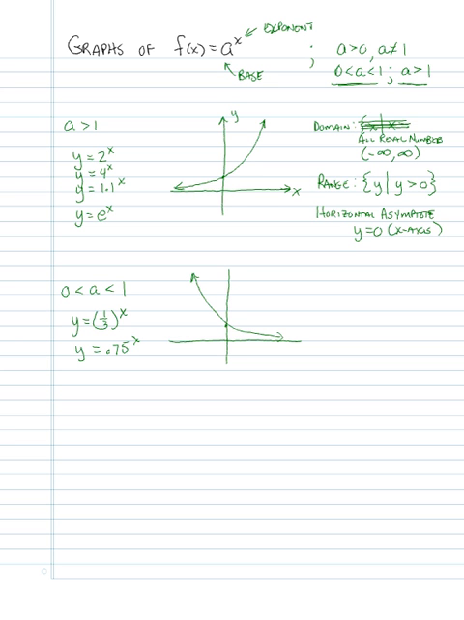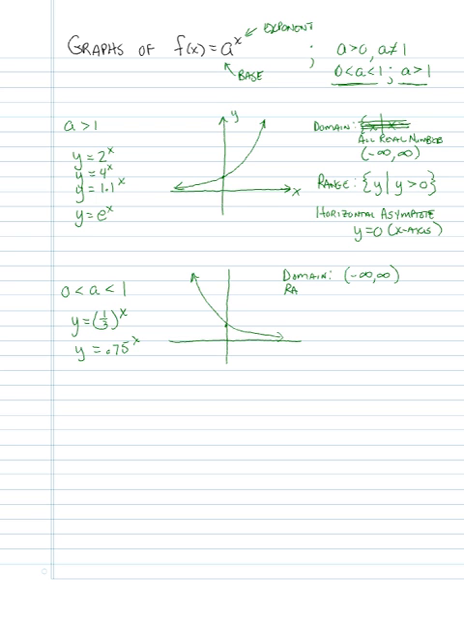So once again, the domain is the set of all real numbers. You see, we're using all x's here. And that makes sense. We can use any value as an exponent, and x is the exponent, isn't it? We can use any value. So the domain is the set of all real numbers, that is from negative infinity to positive infinity.